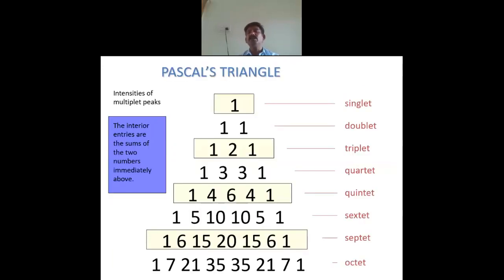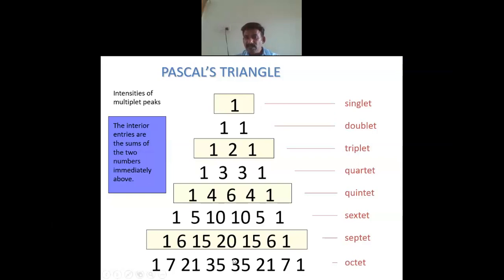This is according to Pascal's triangle. If it is a singlet, there is only one peak. Then a doublet has peaks of equal height. In a triplet, the two outer peaks are equal in height and the middle one is double the height of the first. And for a quartet, the ratio is 1 to 3 to 3 to 1, meaning 1 centimeter, 3 centimeters, 3 centimeters and 1 centimeter.